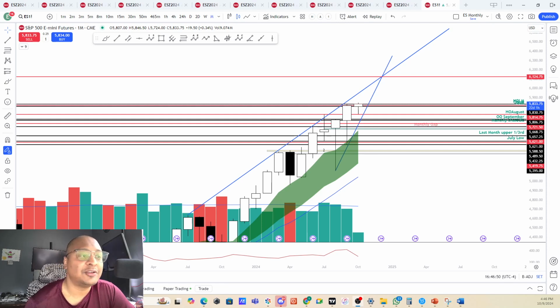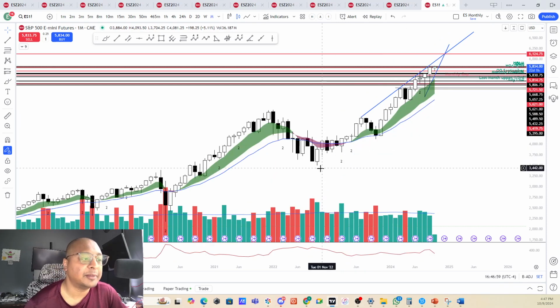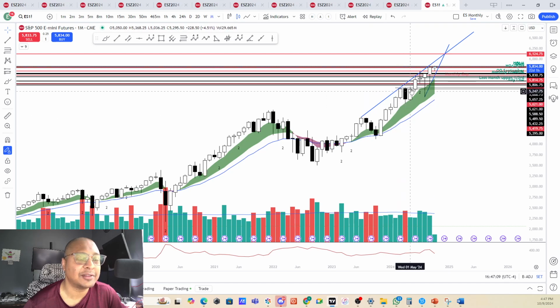Let us get back to the monthly chart. So if you're looking at the monthly chart again, after this new high got created, this was the first reversal attempt, this was the second reversal attempt. After the spike was done, this was the first leg, this was the second leg, this was the third leg, and we are basically in the fourth leg at this point of time.